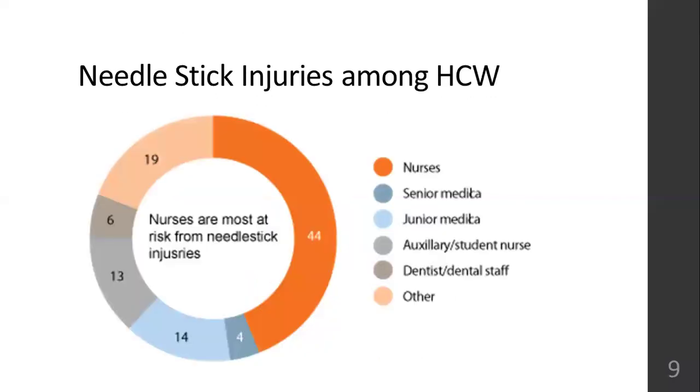So among healthcare workers, you can see here nurses are at the highest risk. Then the junior medicos, the newly qualified medical staff who have just completed their courses. Then your auxiliary staff, biomedical waste handlers, dental staff, and student nurses. But nurses are at the highest risk, and second are the biomedical waste staff.